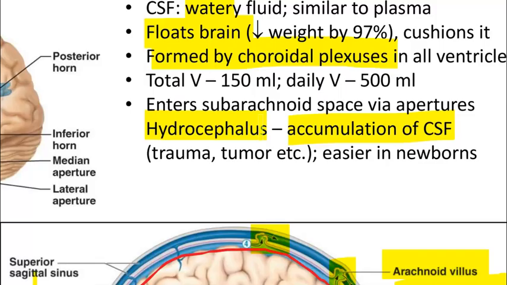Yes, so they have fontanelles. Their skulls are not completely ossified. So there are soft connective tissue spaces called fontanelles. Okay? Does that make sense? And the skull can sort of give in to the pressure, reducing the pressure that actually is exerted on the brain.